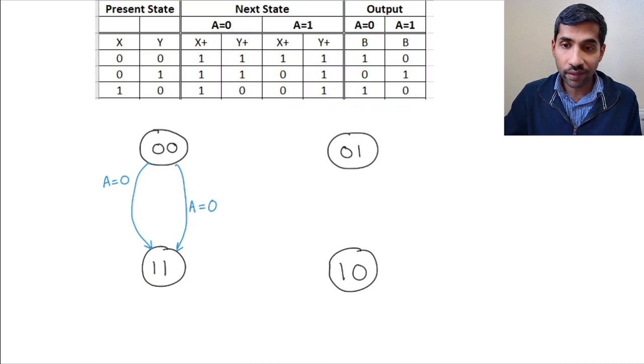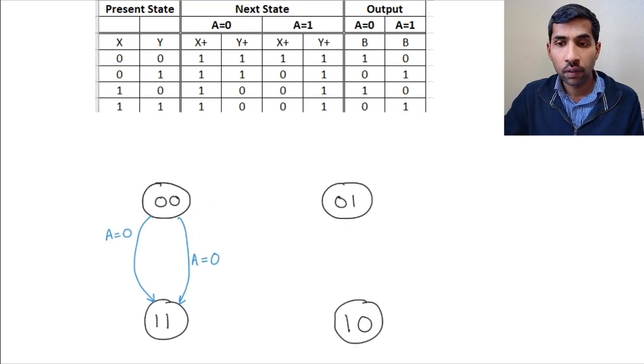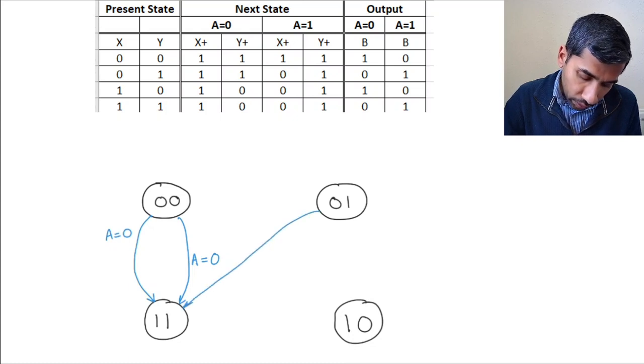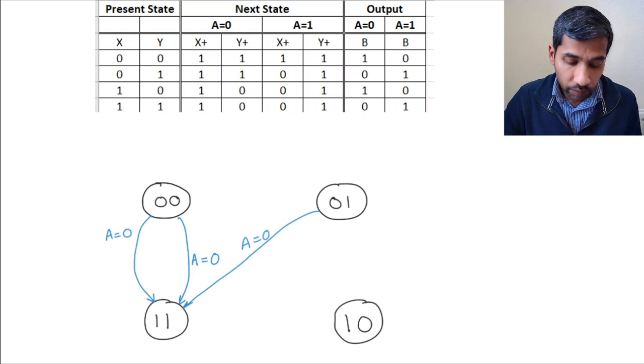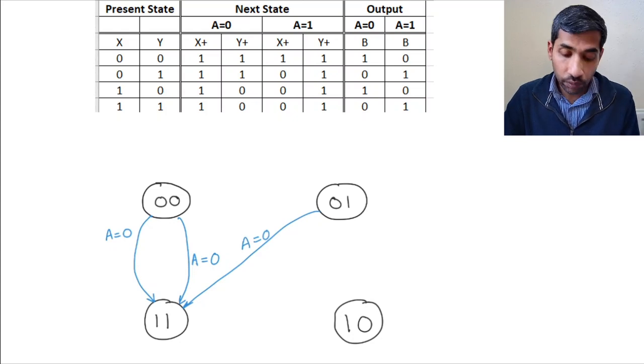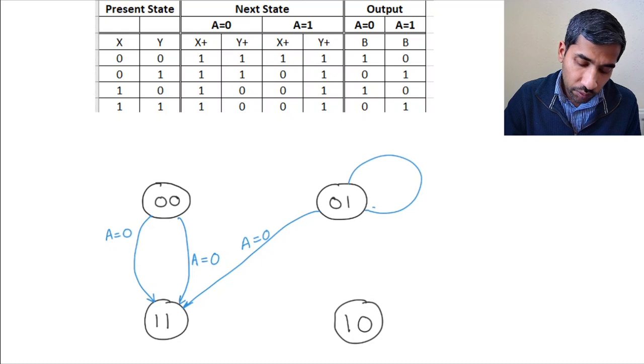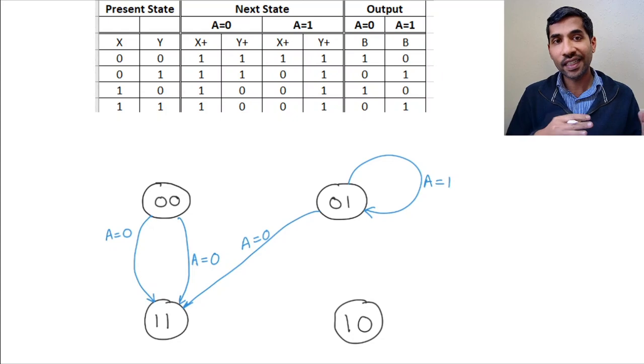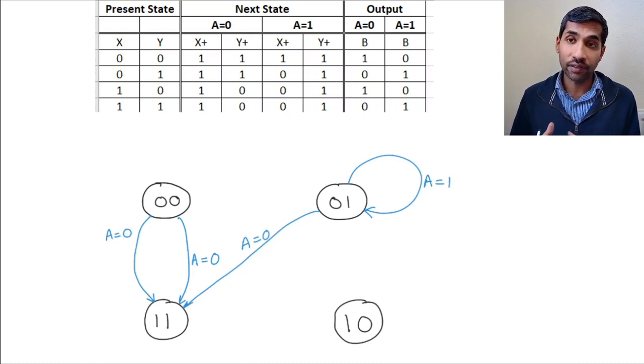What happens when you are in state 0 1? You go to 1 1 when you have a equal to 0. So from 0 1, you go to 1 1 when a equal to 0, and from 0 1 you remain in that same state if a equal to 1, right? So can you see how I am drawing the state transitions, how we move from one state into another as different inputs come in, and our system is in a different state.